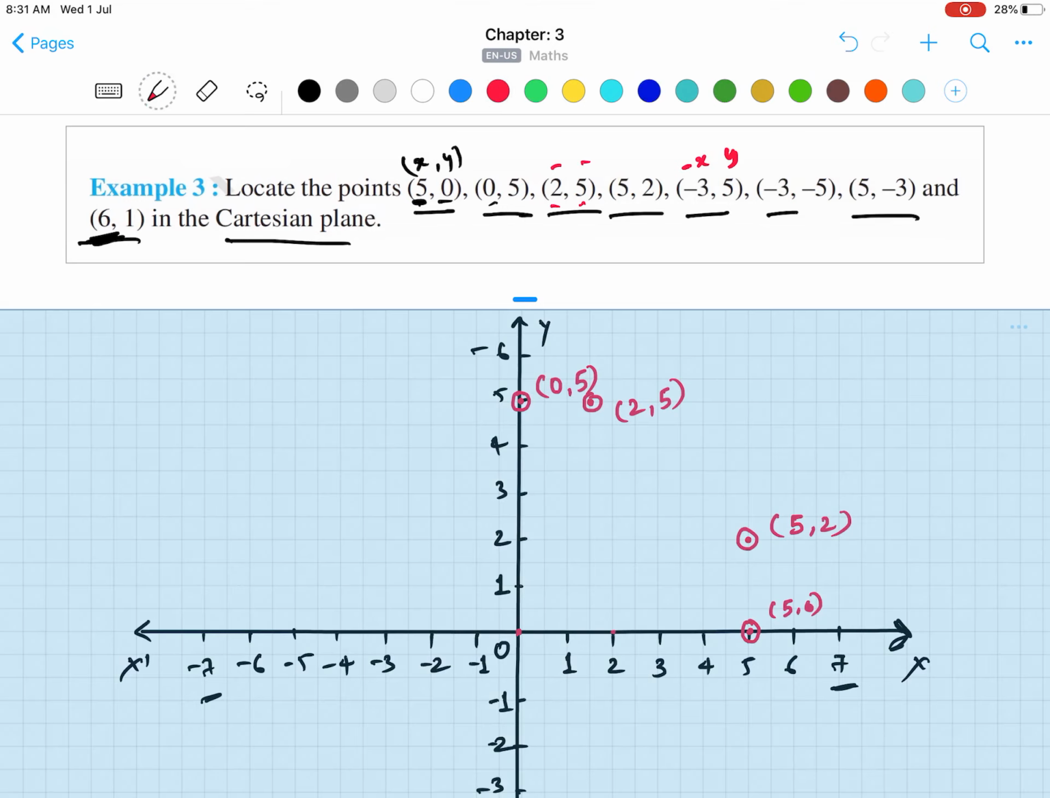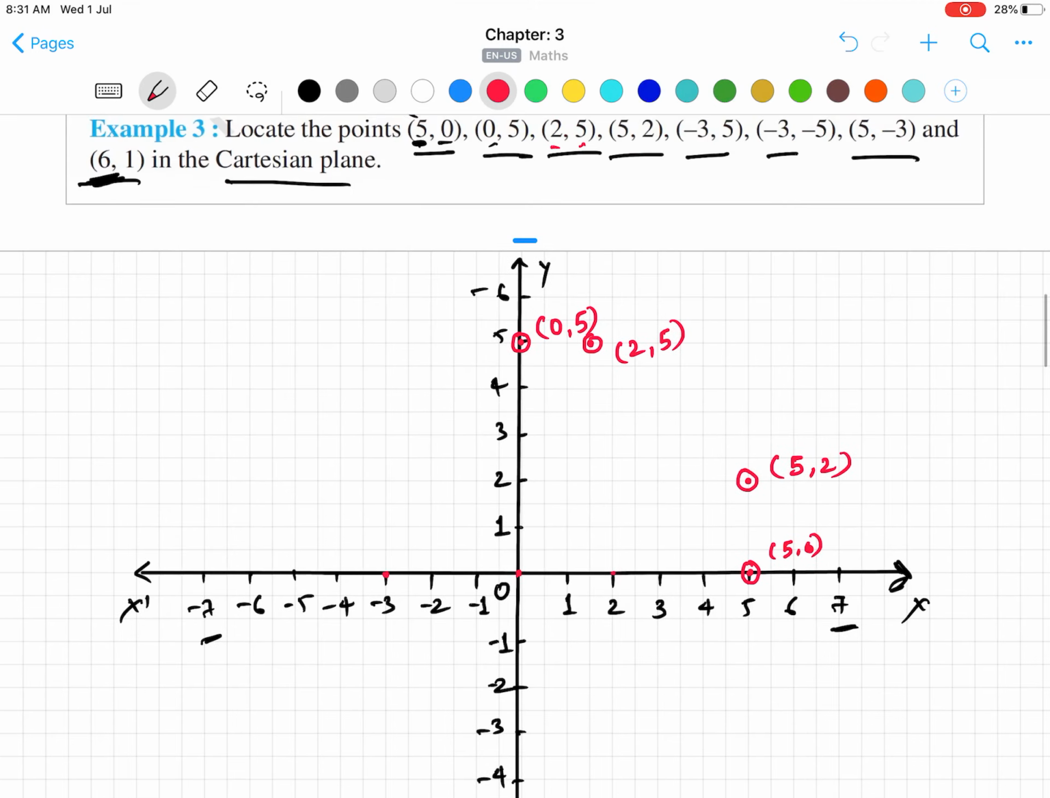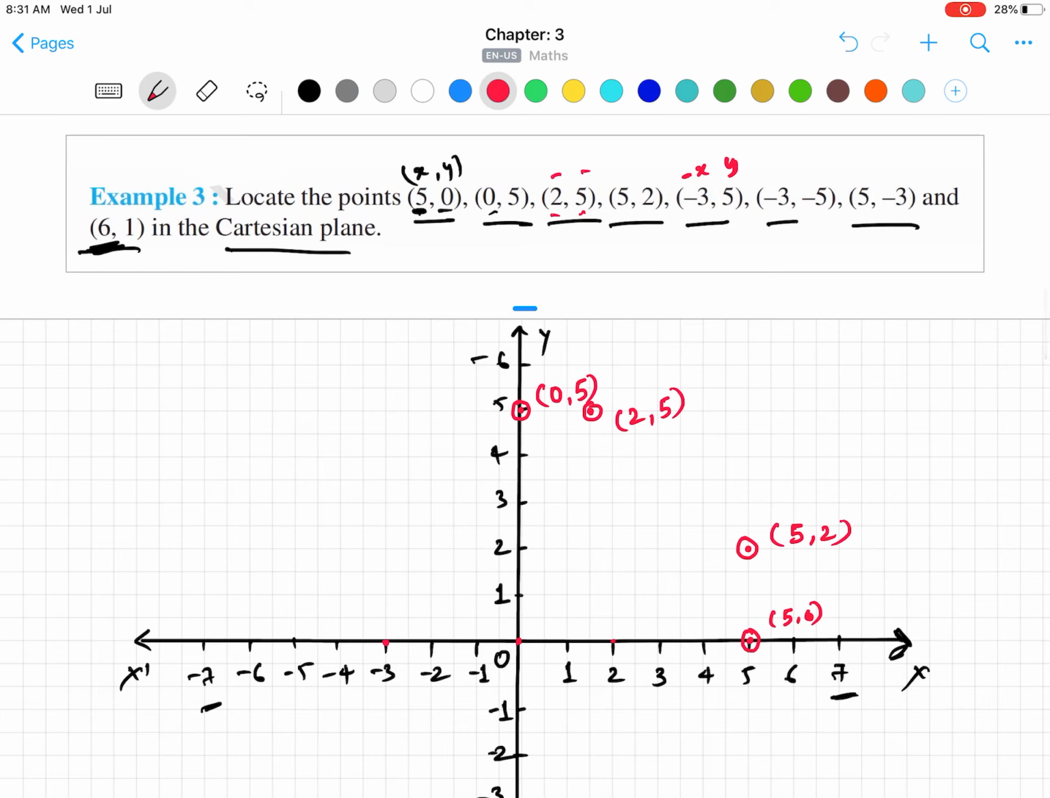So the first point is -3, so we'll move in the negative direction of x. So 1, 2, and 3 here, this is -3 here. Then we have y is +5, so we'll move in the upward direction, so we'll reach here after moving 5 places. So this point is x -3 and y is +5.